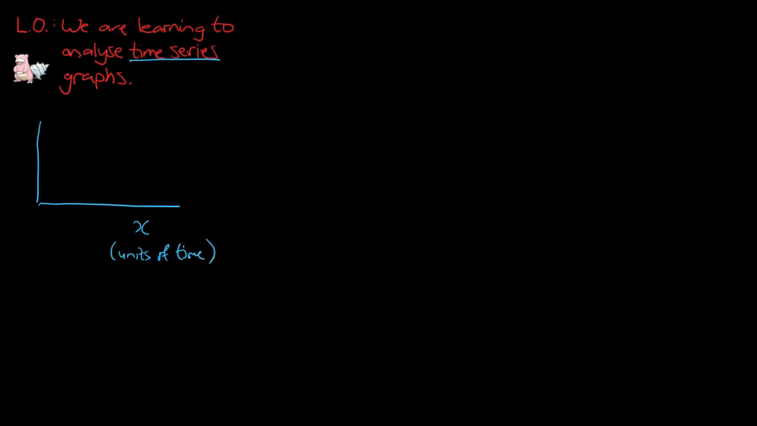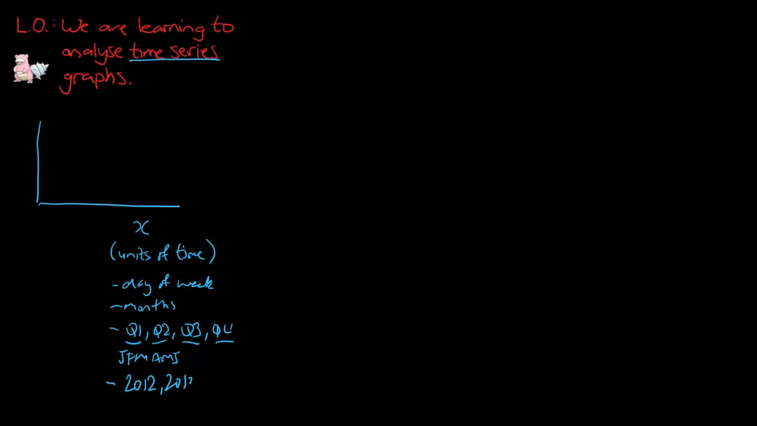And these units of time might be days of a week. It might be months in the year. It might be something called quarter one, quarter two, quarter three, and quarter four. And that represents January, February, March. And then we've got April, May, June, and then the next 3 months and the 3 months after that. It could just be years. So it could be 2012, 2013, 2014, etc. And the other axis, the y-axis, the y variable is just another variable that you're tracking to see how it changes over time.